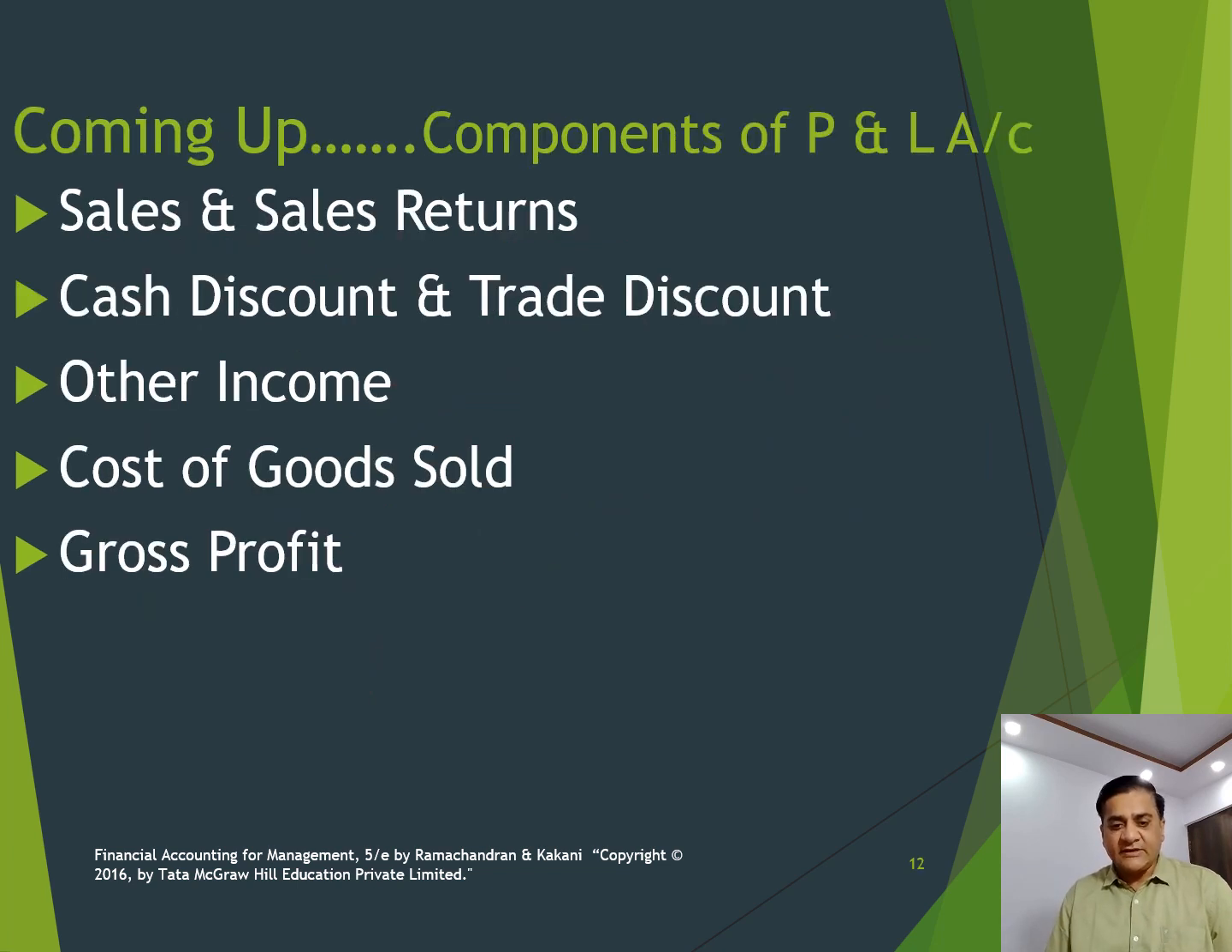In the next class, we'll be talking about the components which go into the P&L account. We'll be talking about what sales are, what sales return is, what cash discount is, what trade discount is. We'll see what other incomes are. We'll see what cost of goods sold is and how to calculate it. Then we'll also see what gross profit is, and how companies calculate the gross profit.